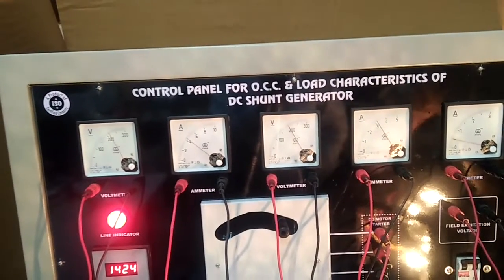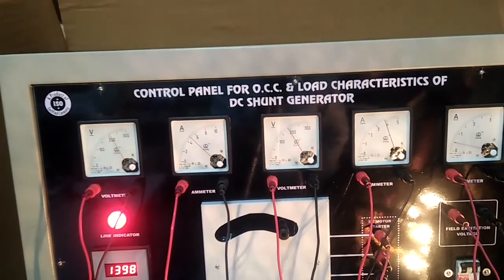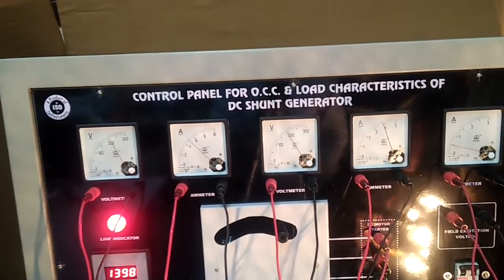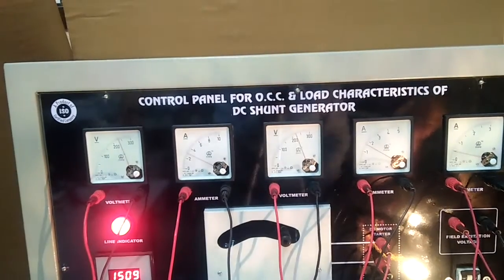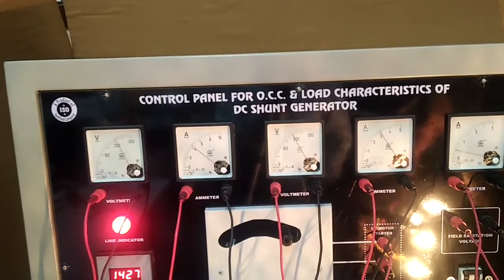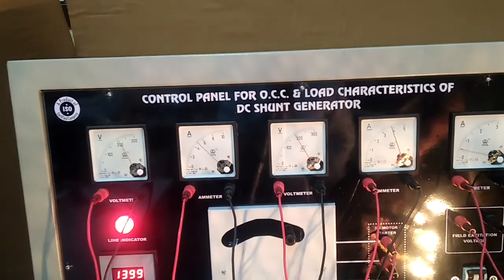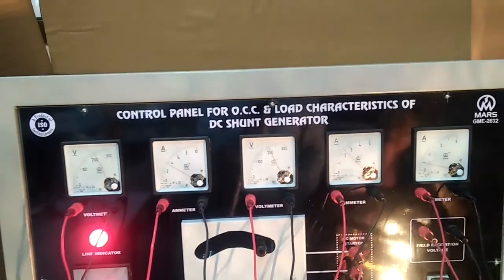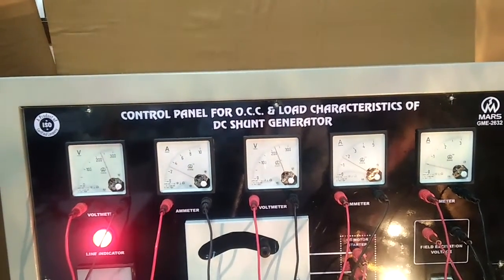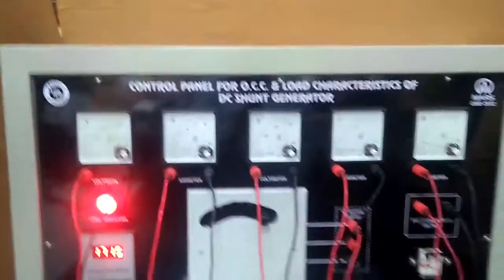Load current is here, which is loading the generator. As we increase the load, voltage decreases somewhat. In this way, we will perform the experiment.